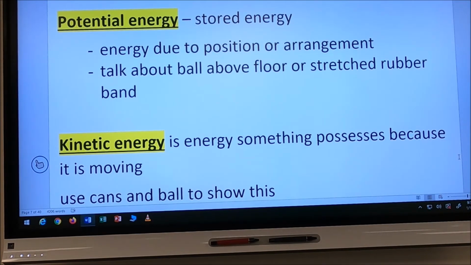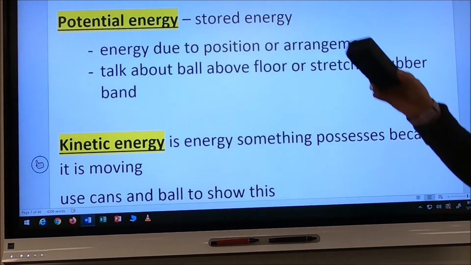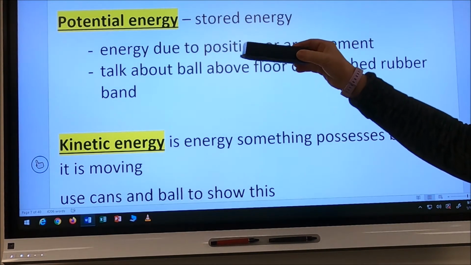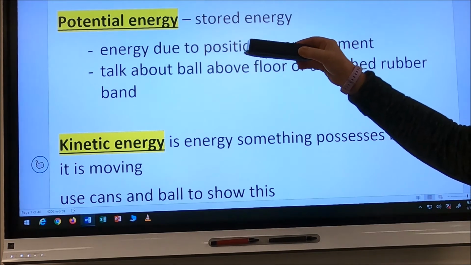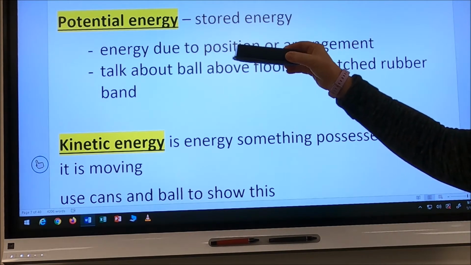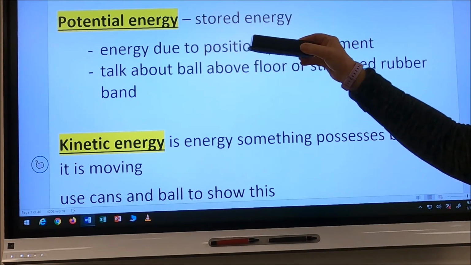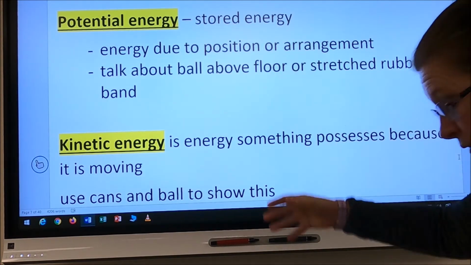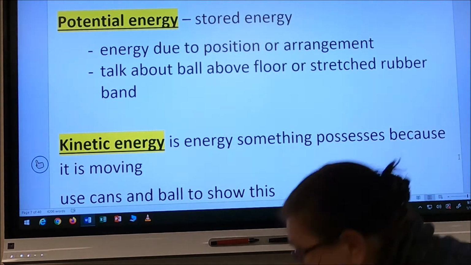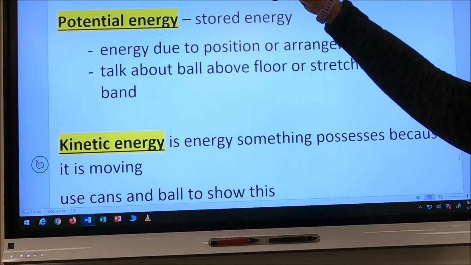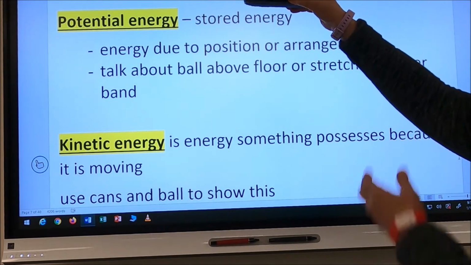Potential energy is stored energy. It's energy due to position or arrangement. Guys, what does position or arrangement mean? Well, here I have an eraser. Because I'm holding the eraser above the floor, we all know that if I let go of it, it's going to fall. Okay? So because of its position, it has potential energy.